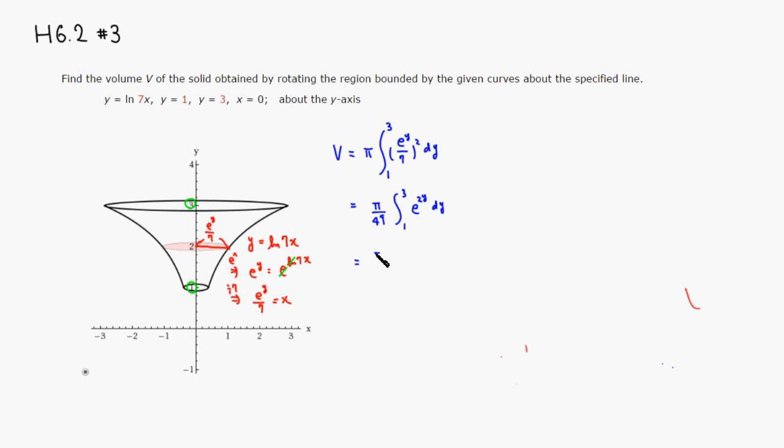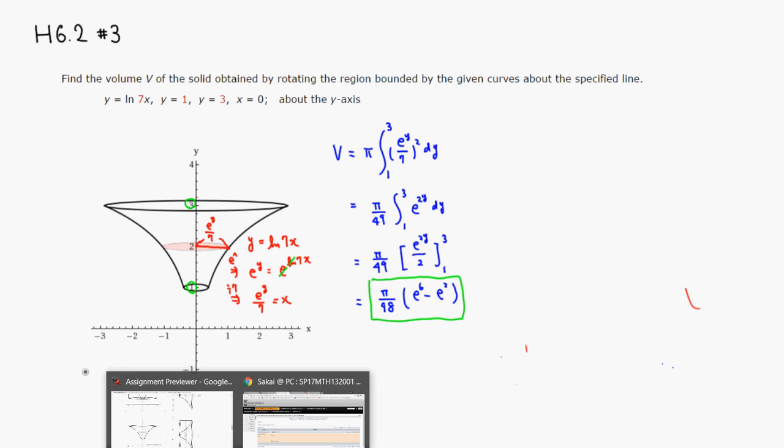Then find the antiderivative. Pi over 49 is already there. The antiderivative of e to the 2y would be e to the 2y divided by 2, going from 1 to 3. I'm going to pull out the 2, so you have pi over 98. Then we plug in 3, so e to the 6th power, minus plug in 1, e squared. This is the volume we're looking at.